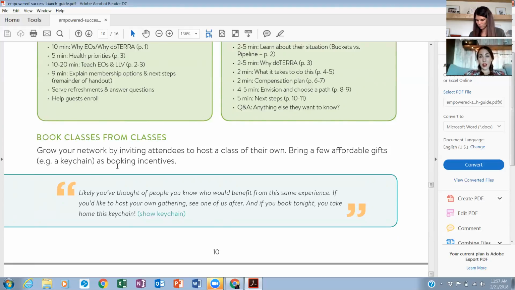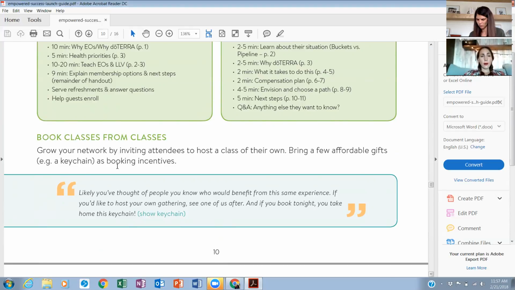Also, the keychains are awesome too, right? You just give them the little keychain that doTERRA has with the empty vials, and then when they purchase their kit, they'll have this cute little keychain that they can carry around with them, and they can fill it up with the oils that they get from their kit. So those are great booking incentives and great enrollment incentives.